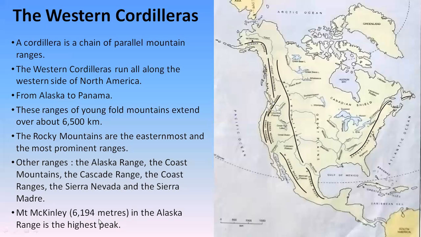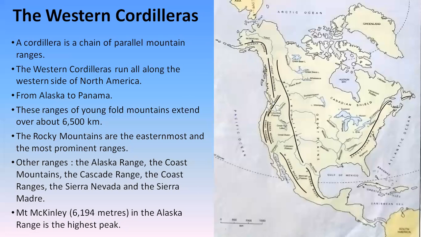Here in the Alaskan region, you will find one dark mark. This is called Mount McKinley. It is a 6,194 meter high mountain. This is one of the major mountains in North America, and in another way we can say it is the highest peak.